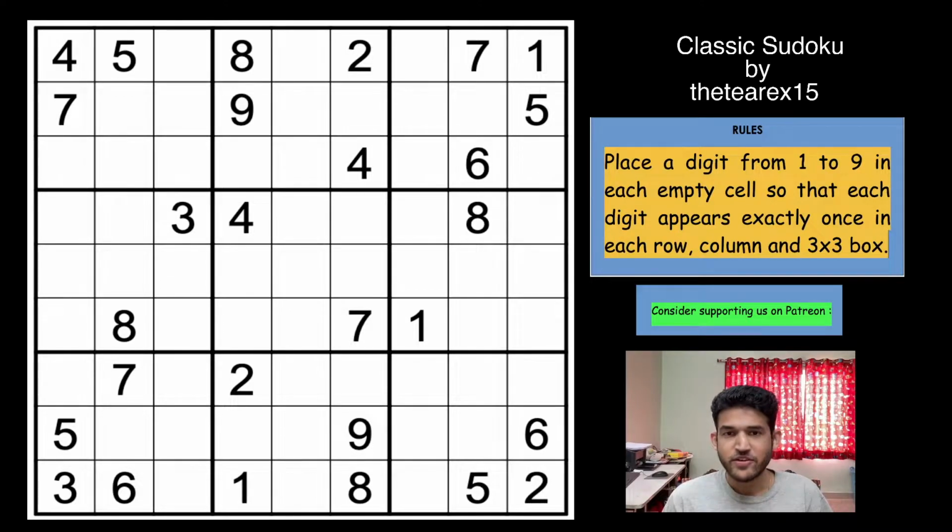Hello everyone, welcome. I'm here to solve this classic Sudoku created by the T-Rex 15. I've solved this classic already and I got to say this is an excellent classic Sudoku. I decided to make a video on this. I'll take you through the exact intended solve path.